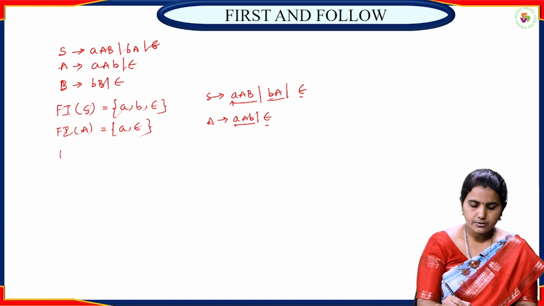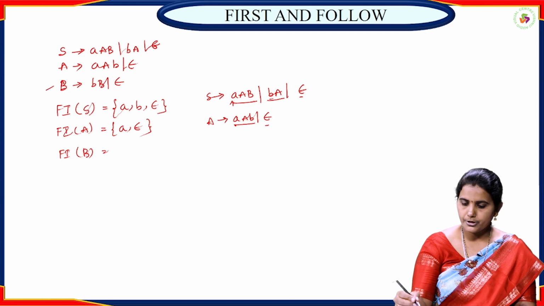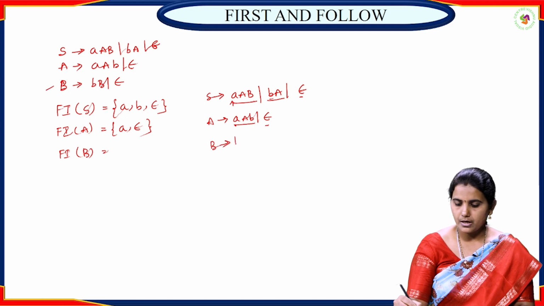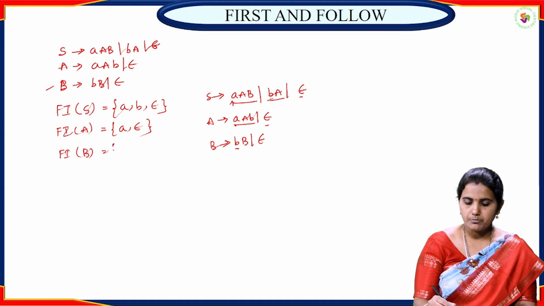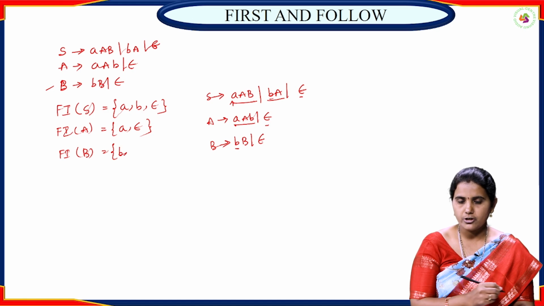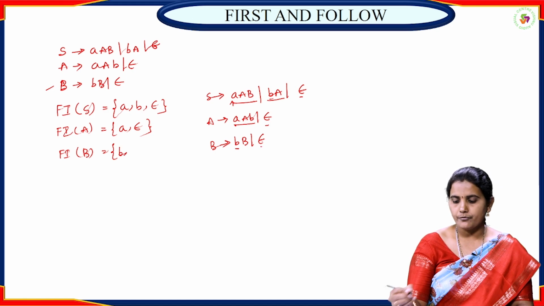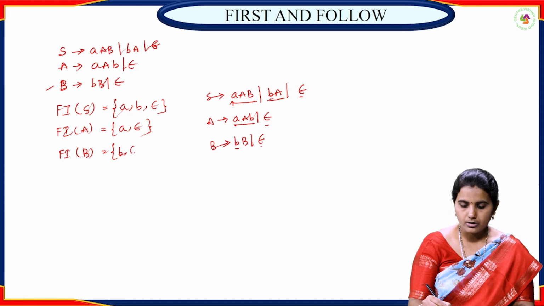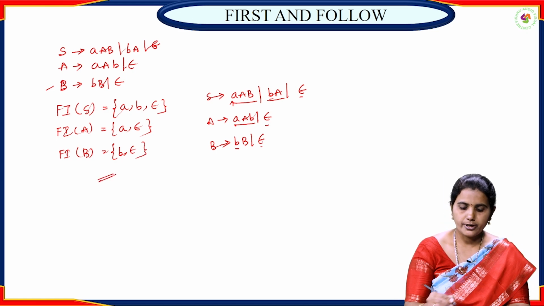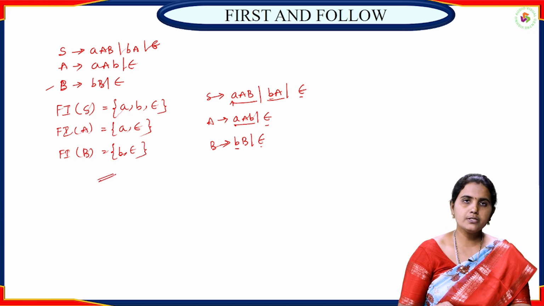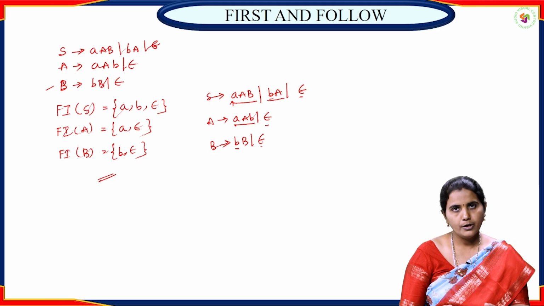Then go for the next. First of capital B, means go for the B productions. B implies bB or epsilon. Then go for the first production. B implies bB, means it starts with a terminal symbol, then your output is small b. Then followed by B implies epsilon, means your output is epsilon. This is your final result: first of S, first of A and first of B.